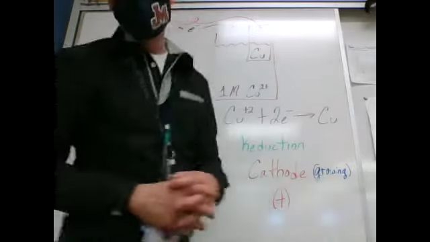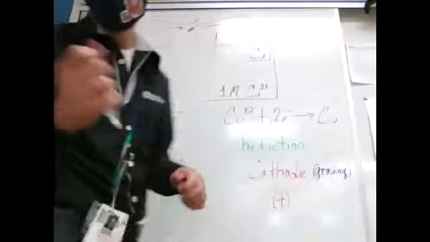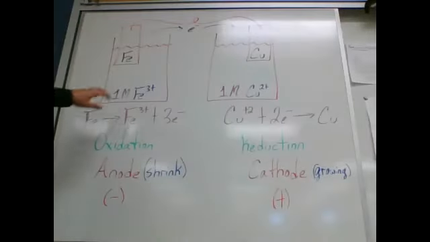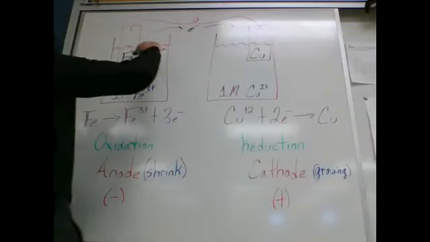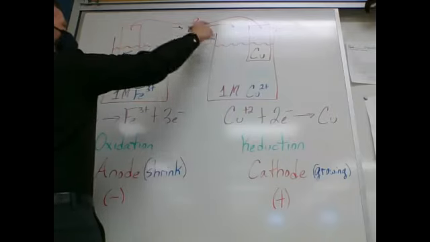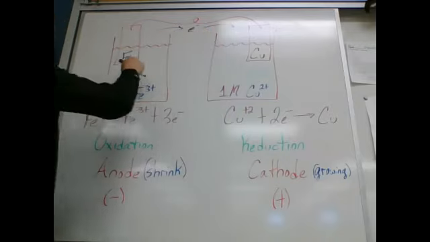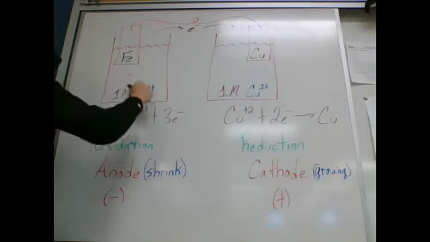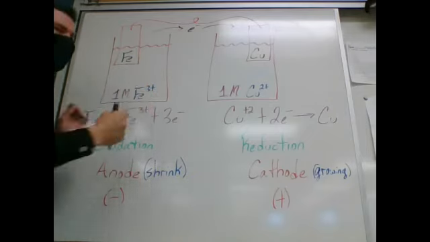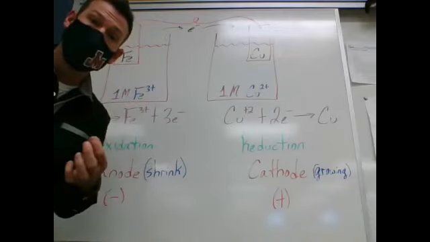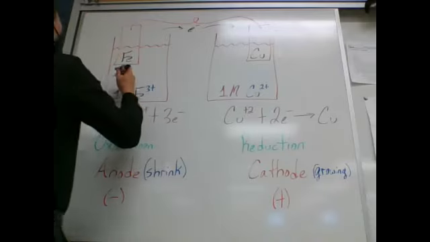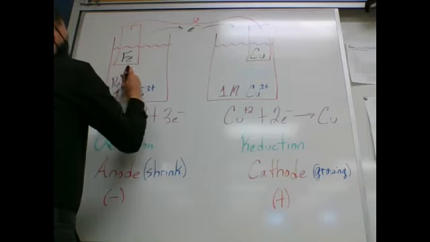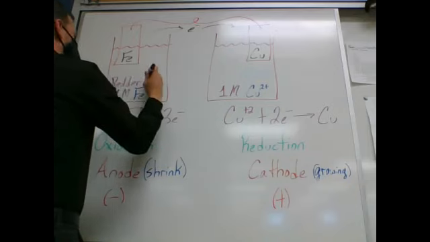I'm going to label the color changes here. I know that my iron is losing electrons. If it's losing electrons, that means that we're going to be depositing more positivity here, more cations. Therefore, the color of the iron will become more vibrant. So I'm going to call this redder.